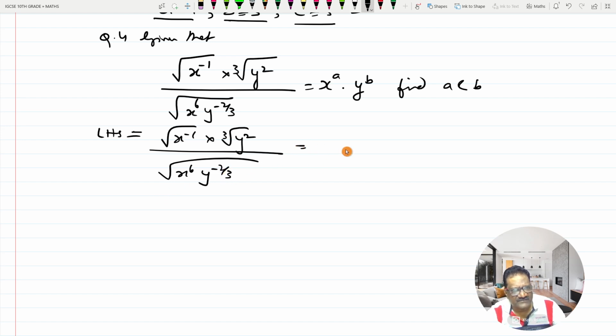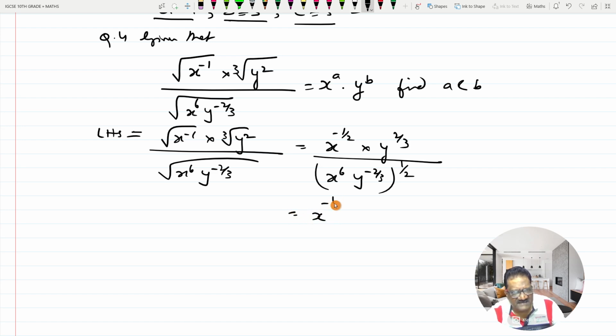Fine. This can be worked out to x raised to minus 1 by 2 times y raised to 2 by 3 whole upon x raised to 6 y raised to minus 2 by 3 whole raised to 1 by 2, right? Next, can I work out this as x raised to minus half times y raised to 2 by 3 upon, this will be x raised to 6 into 1 by 2, that is x raised to 6 by 2, that is 3, and times y raised to minus 2 by 3 into 1 by 2, 2 2 will be good, I'll get minus 1 by 3.